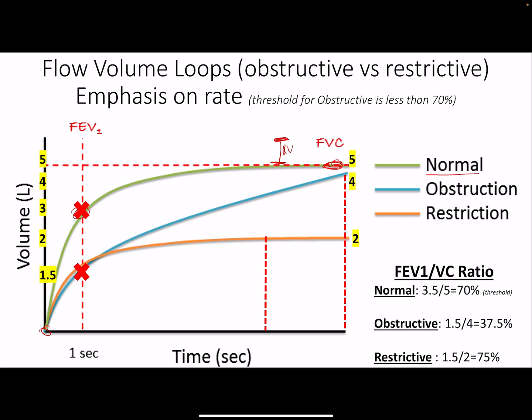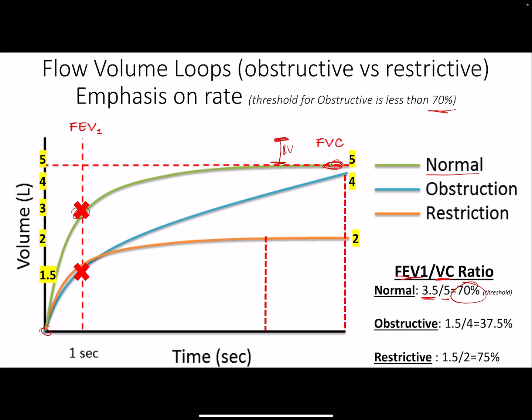So for a normal situation, I take a big breath in and I'm taking as much air as I can get out. In 1 second, I get 3.5 liters out. I keep blowing for another 4 or 5 seconds. I get 5 liters out in all. So the FEV1 to vital capacity or forced vital capacity ratio is normally around 70% to 80%. Anything below 70% is going to be diagnostic for obstructive lung disease, and we'll see why in a second.